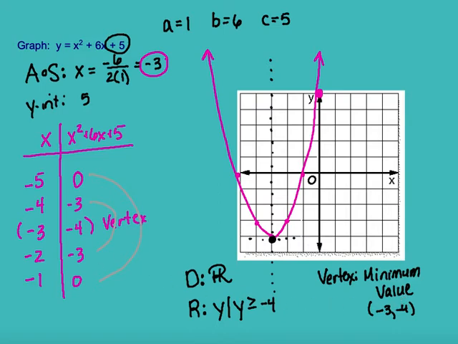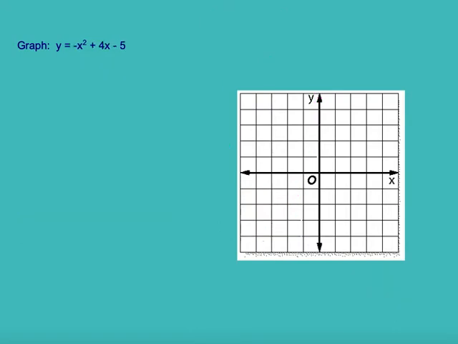All right, let's look at our third example here. So you can see the change is that our a has a negative value to it. So when I'm listing my coefficients, my a is negative. So let's see what that actually does to our graph.